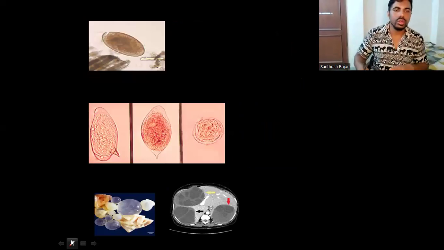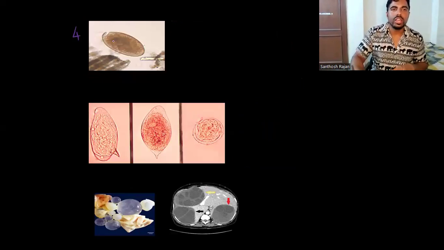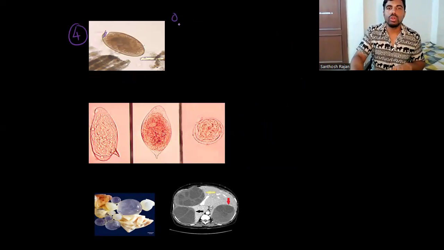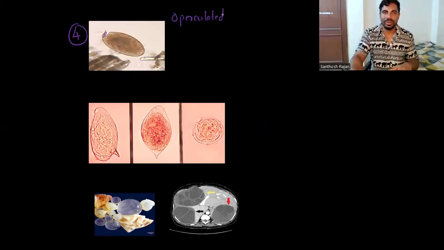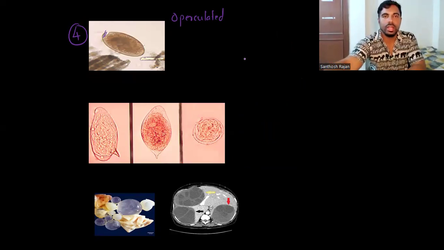Fourth egg. Look at this fourth egg. What am I going to see in it? Here the egg is open. There's a lid and it looks open. So this is called what? Operculated egg.